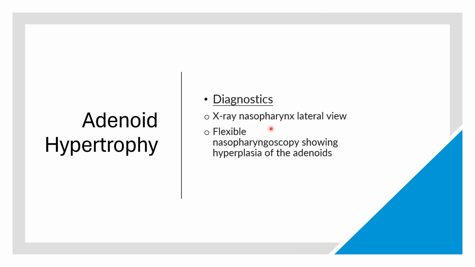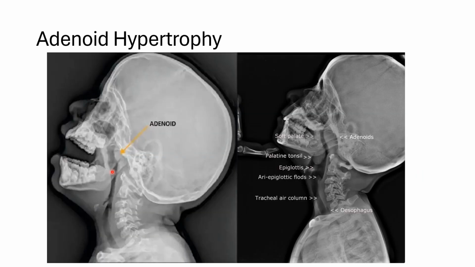Diagnostics. Initial investigation of choice is X-ray nasopharynx lateral view. Flexible nasopharyngoscopy showing hyperplasia of the adenoids confirms the diagnosis. Adenoid. Here hypertrophy is pronounced. It is mechanically blocking the nasal cavity as well as the eustachian tube behind it.